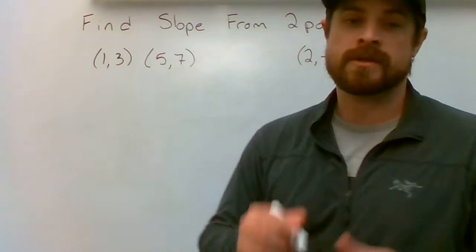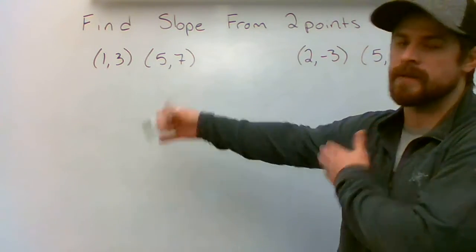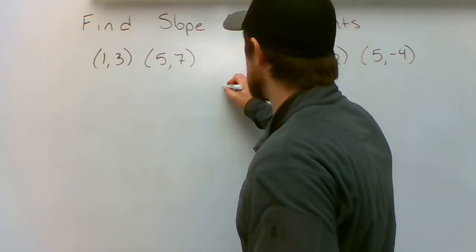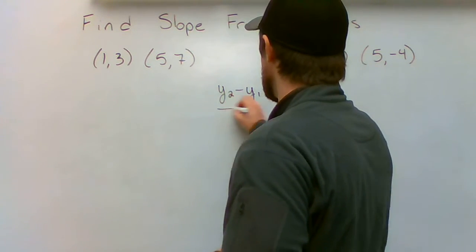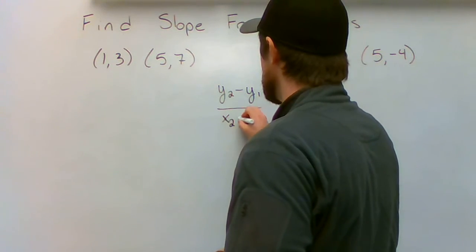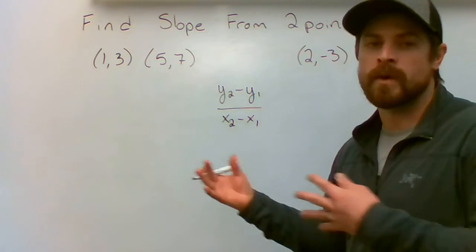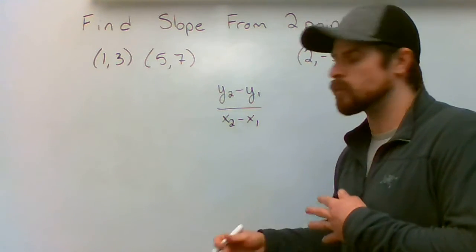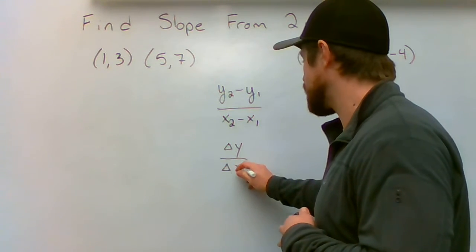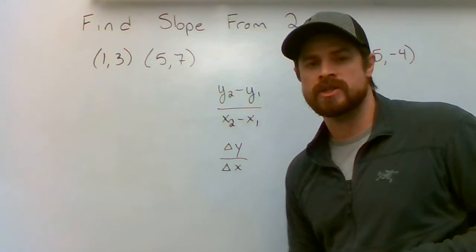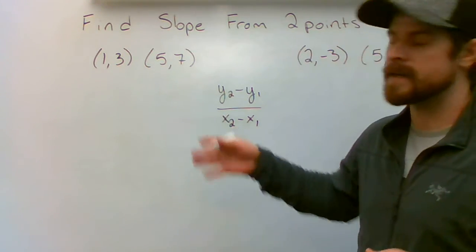That is why we have what's called the slope formula, which is what we use to determine slope when given 2 points. I'm going to write that right here in the middle. Y2 minus Y1 over X2 minus X1. This is essentially just a formula that is going to help you to determine what change in Y over change in X is. And we all know change in Y over change in X is how we find our slope. So let's take a peek at this, find out how to do one.